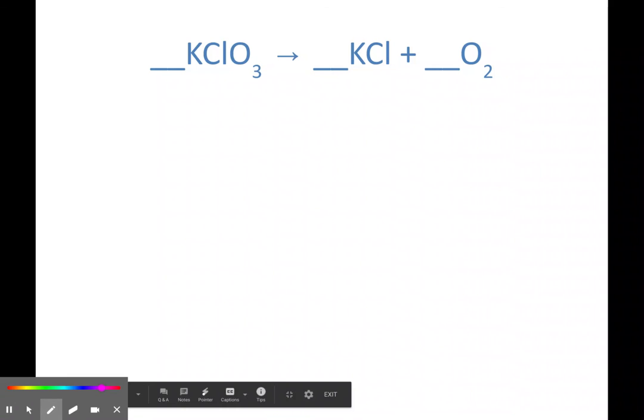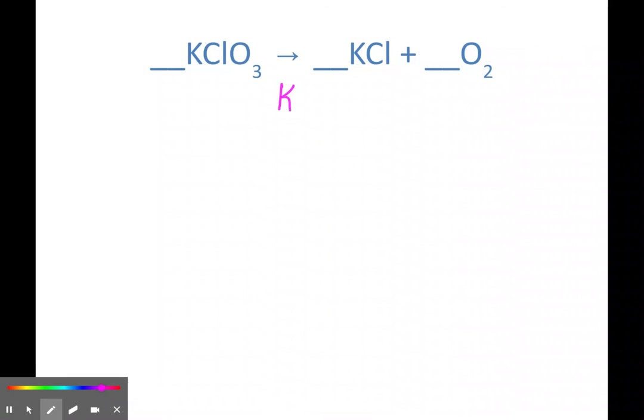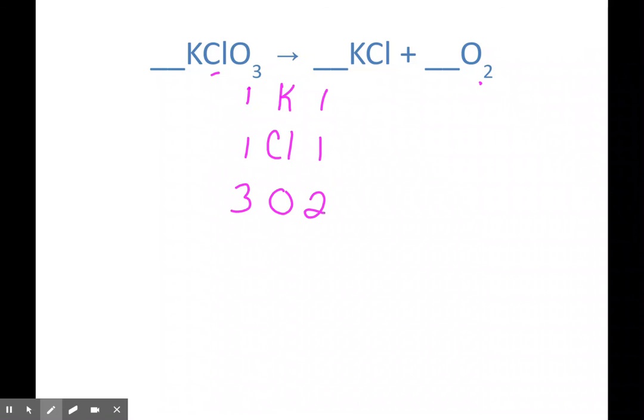Here we have K, Cl, and O. Our O's may be the easiest because oxygen's kind of by itself, but we'll see. So let's make our list: K 1 and 1, Cl 1 and 1, and O 3 and 2. One thing that is often helpful, if I see I've got a 3 here and a 2 here, is to swap those. This side has a 3, so let's put a 2 out front, and this side has a 3, now I've got 6 of each.